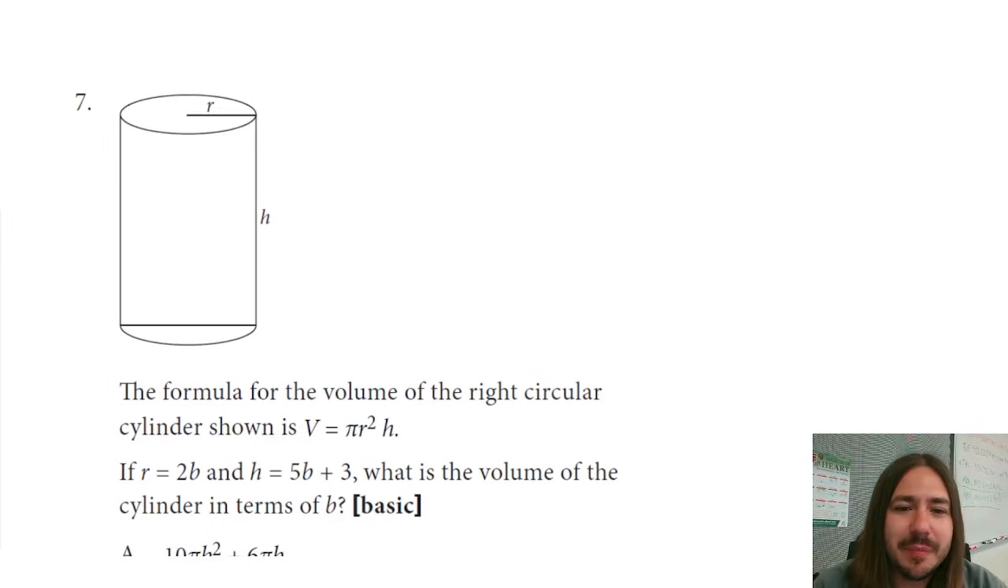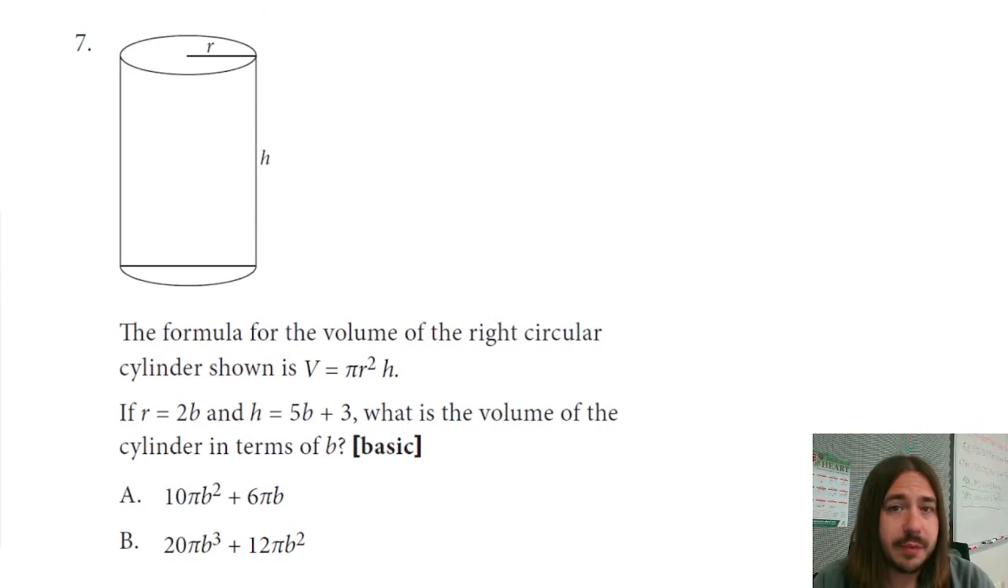Hey y'all, welcome back. Now, there are some geometry problems on the TSI, and here's one example. We've got a cylinder. It says the formula for the volume of the right circular cylinder is shown. You won't have to memorize this for the test. Really, there'll be very few formulas that you really need to know to be able to be successful on this. This is not one of them. You don't need to memorize this one.